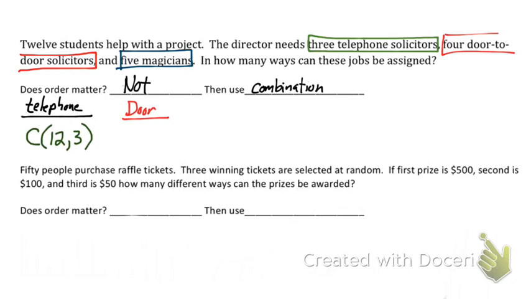Here's where it changes a little bit. I went in there and picked out 3 people and threw them to the phones. Do I still have 12 people to choose from? No. I have 9 people to choose from. So that's going to change our number. We are now going to have 9 people to choose from because I lost those 3 people to the phones. I'm choosing 4 people to go door to door. How many people do I have left now that I threw 4 aside to do the door to door? I have 5 people left, and I have magicians to fill.